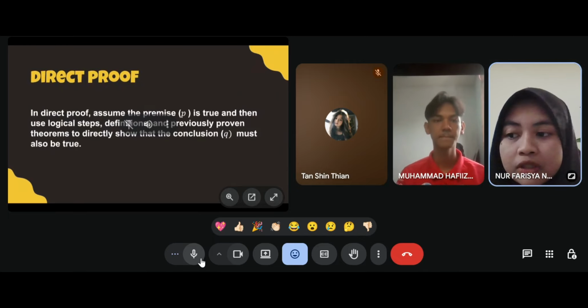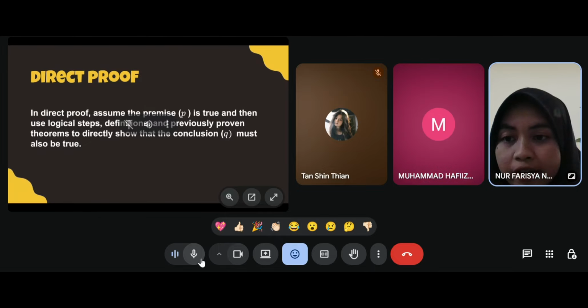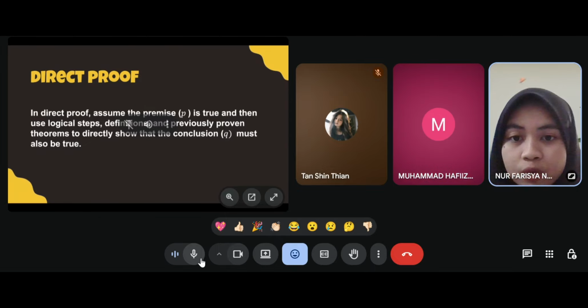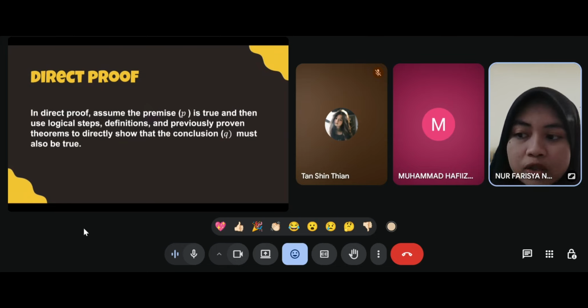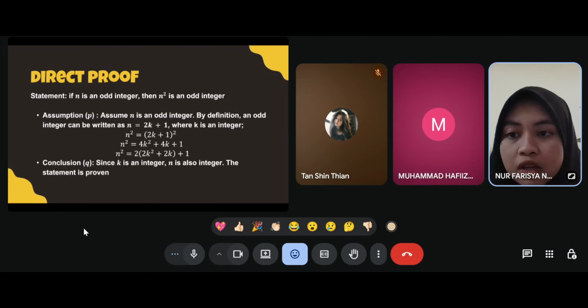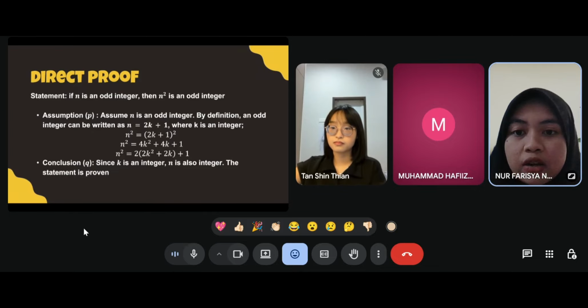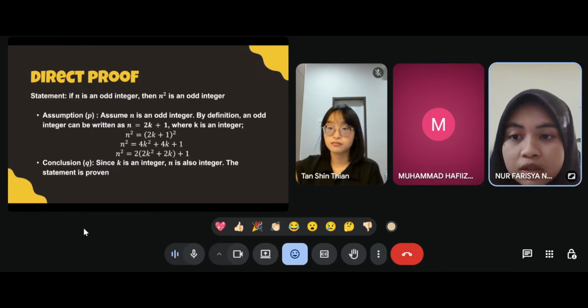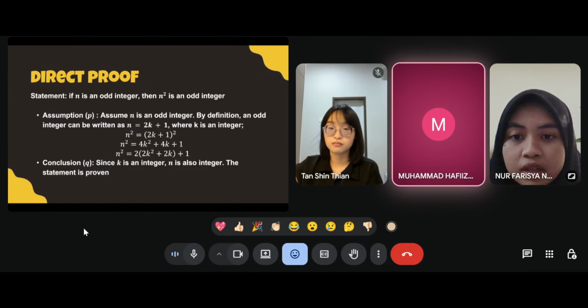The first of the proof methods is direct proof. In direct proof, we assume the premise P is true and then use logical steps, definitions, and previously proven theorems to directly show that the conclusion Q must also be true. So let's look at an example. The statement is: if n is an odd integer, then n squared is an odd integer. We assume P, so assume n is an odd integer. By definition, an odd integer can be written as n equal to 2k plus 1, where k is an integer.